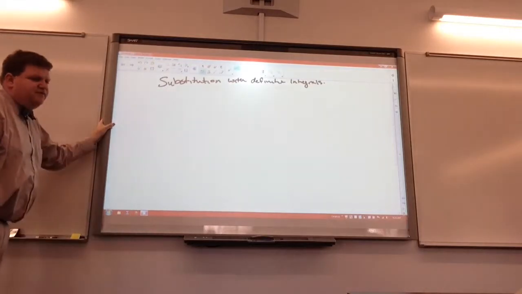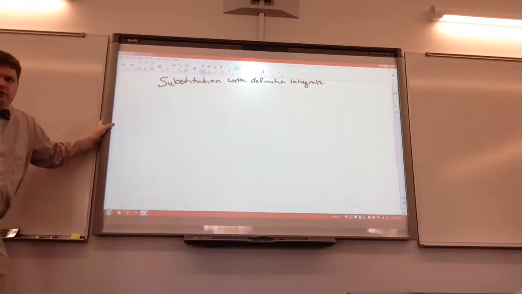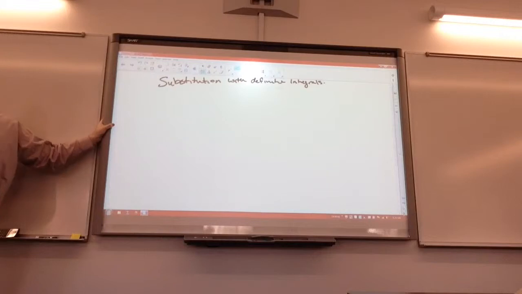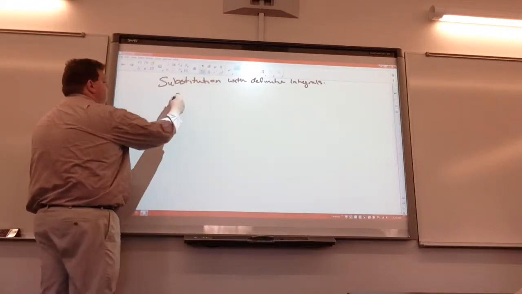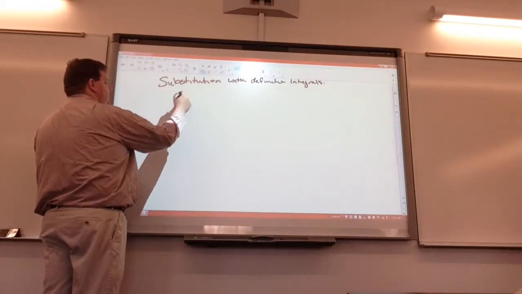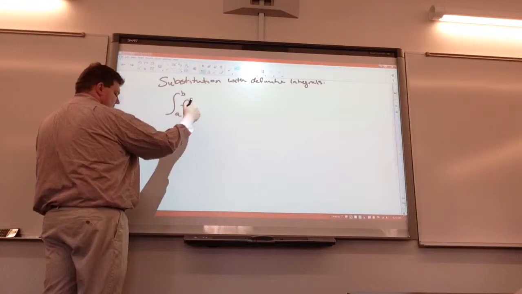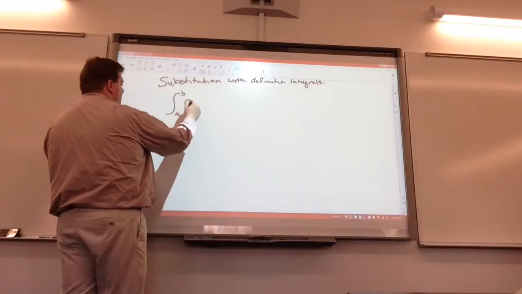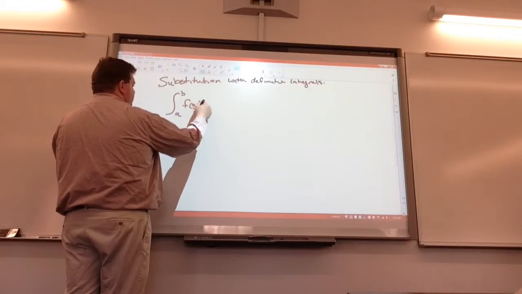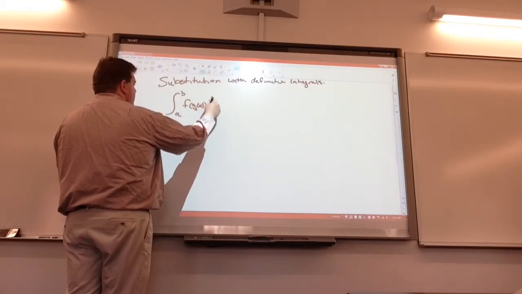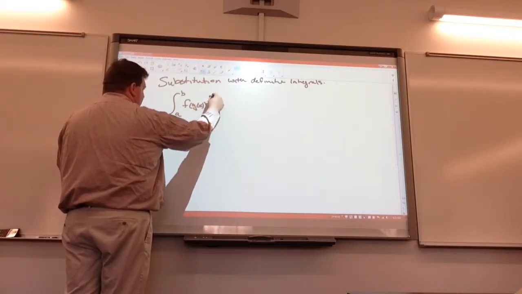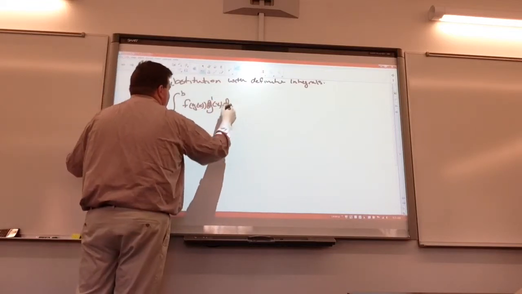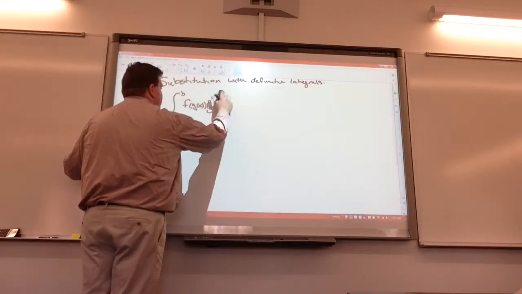Basically, if I have a substitution problem with definite integrals, I have to change the numbers when I do a U substitution. So if I had the integral from a to b of f of g of x times g prime of x dx, I think that would be nicer, okay?